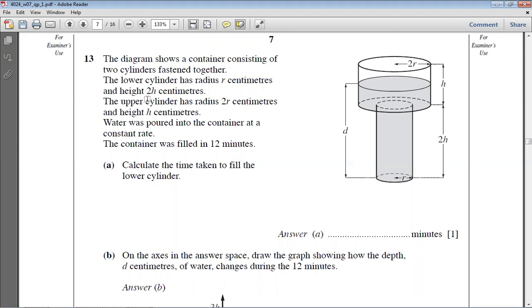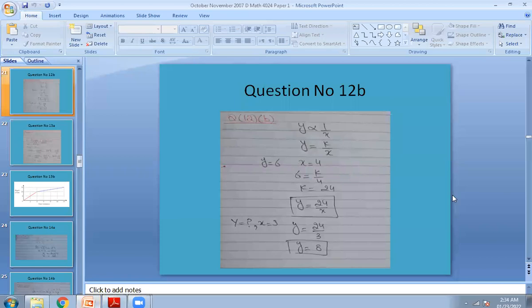It's a tricky question. You see, first of all, I will find the volume here, the volume here. I will find the total volume. Then I can find the rate of flow because this whole thing was filled in 12 minutes. So once I know the rate of flow, then I will check the time taken to fill this cylinder. I will divide the volume of this cylinder by the rate of flow. It will give me the time taken to fill this lower tank. So let me show you how this is done.